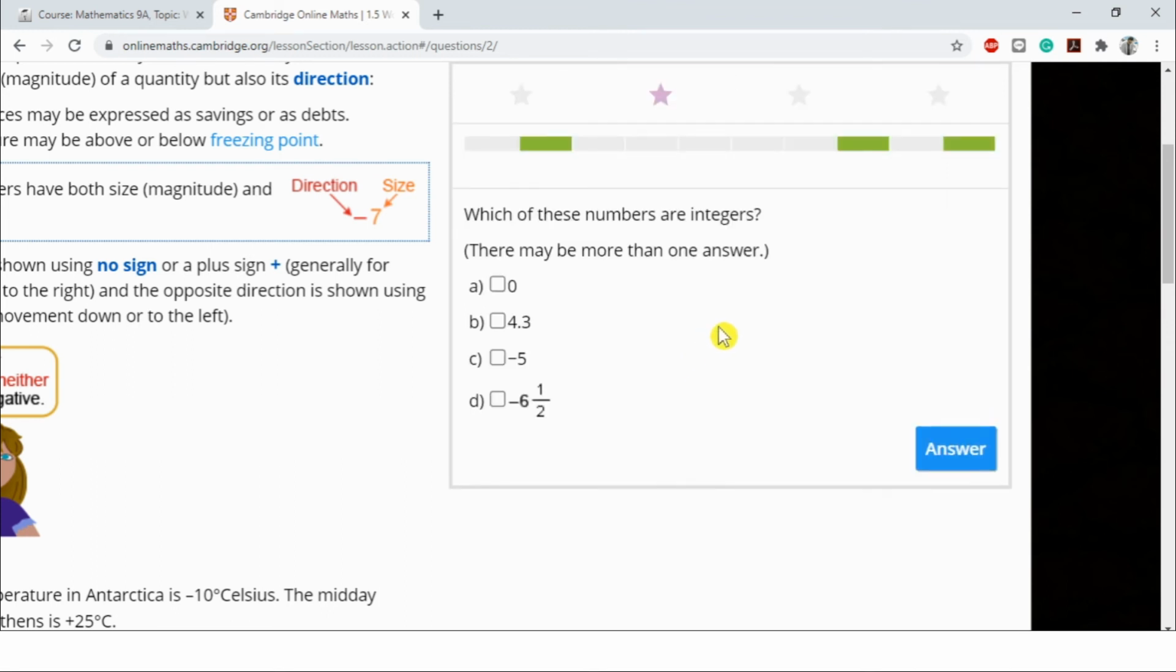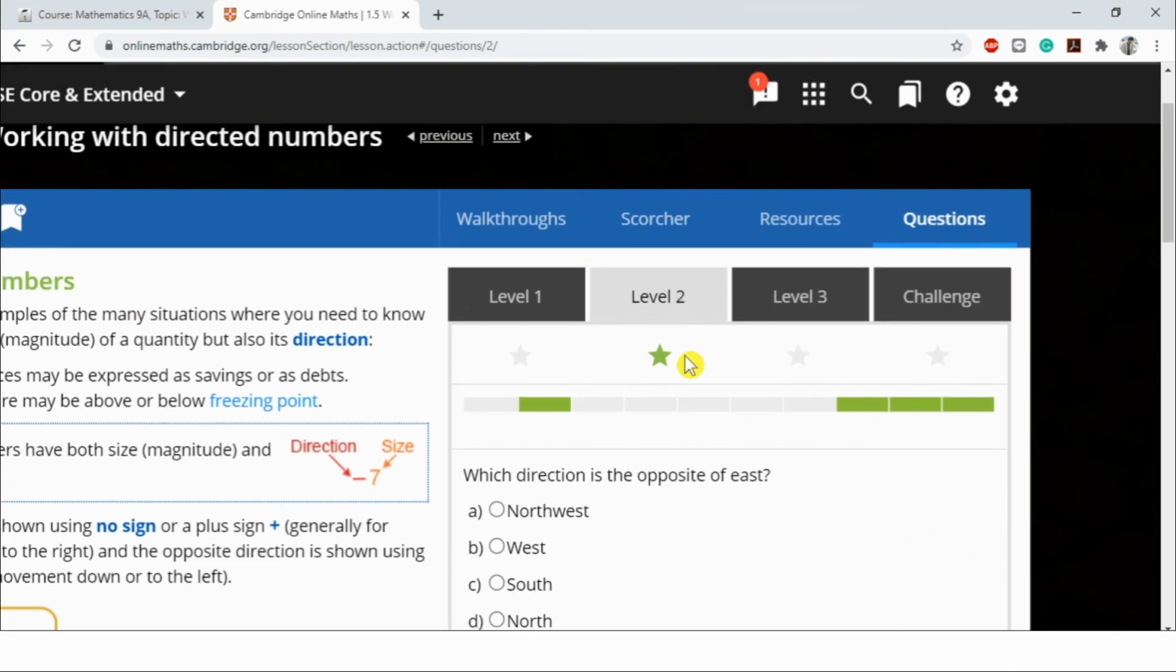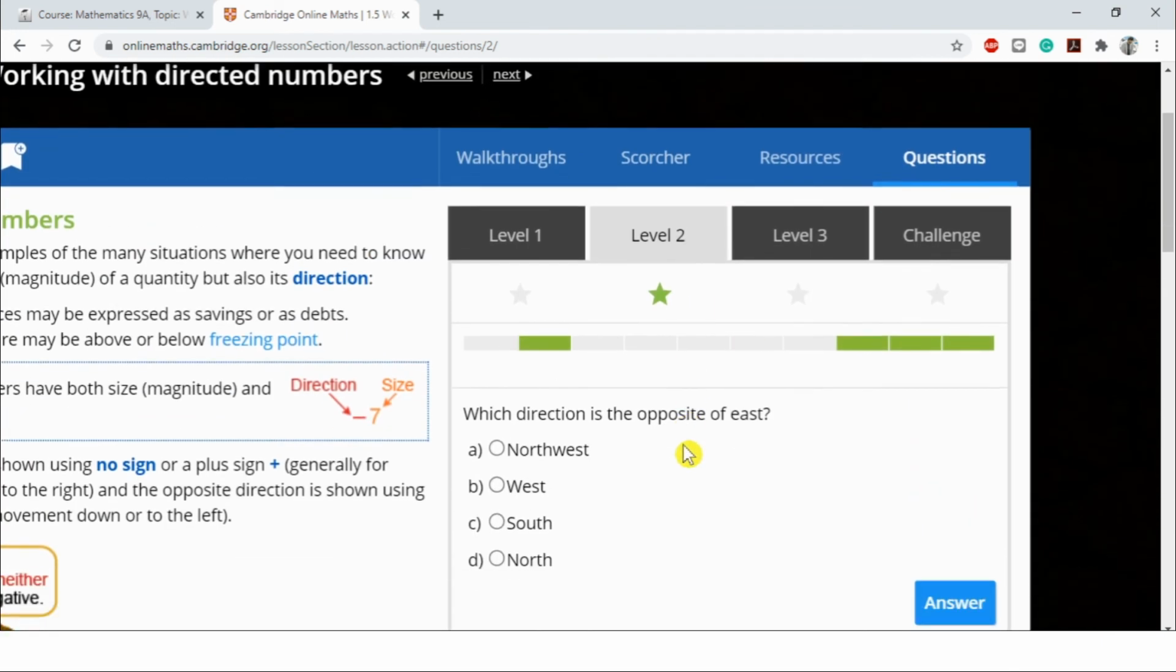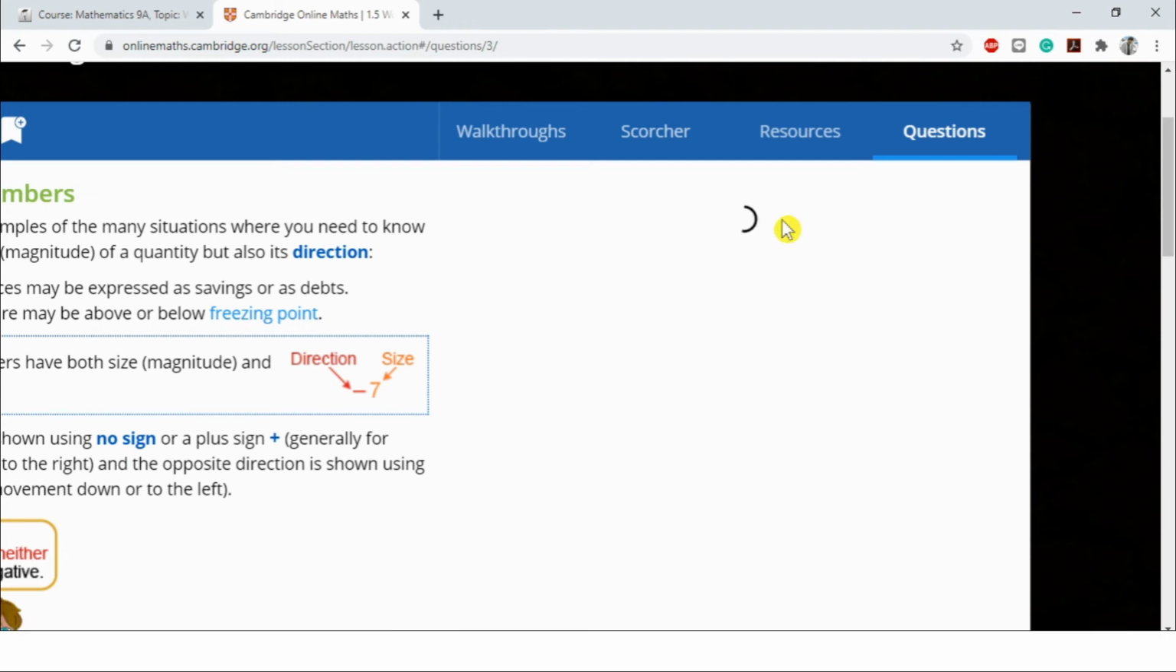Okay, next question. Which of these numbers are integers? There may be more than one answer. 0, of course, and then minus 5. 4.3 is a decimal and negative 6 half is a fraction, so they're not. So only 0 and minus 5 are integers. All right, so this level 2 is pretty easy. So maybe we need the challenge of the next level, maybe level 3.